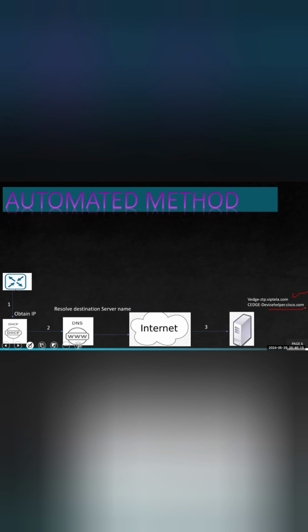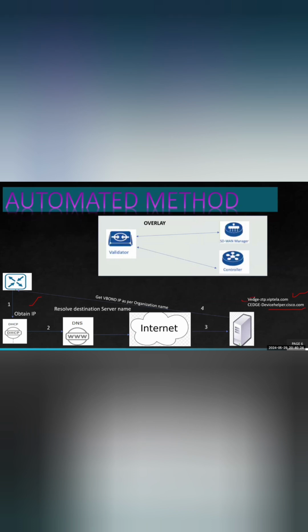Now, once you have reachability, once you have your IP address, and are able to resolve the server name according to the box type that you have, the next step is that your server will give you the vBond IP as per the organization name. Okay, so every customer has one smart account. Each smart account is connected to your organization name, and under each organization name, you have your vEdge devices, which the customer has bought or purchased from Cisco, and that has to be onboarded. This is the onboarding that you are doing.